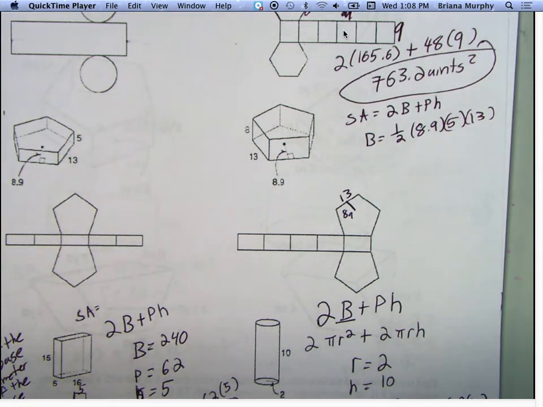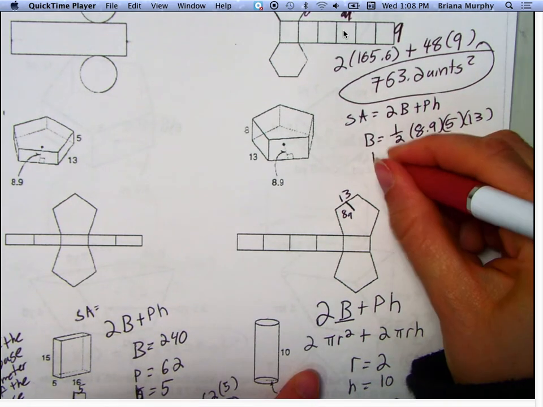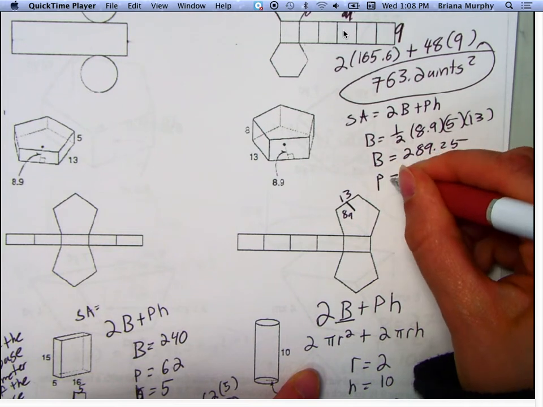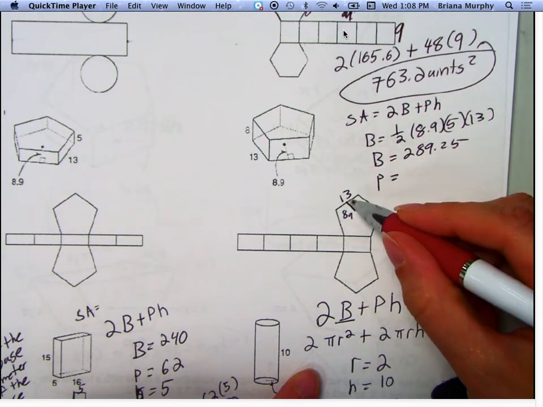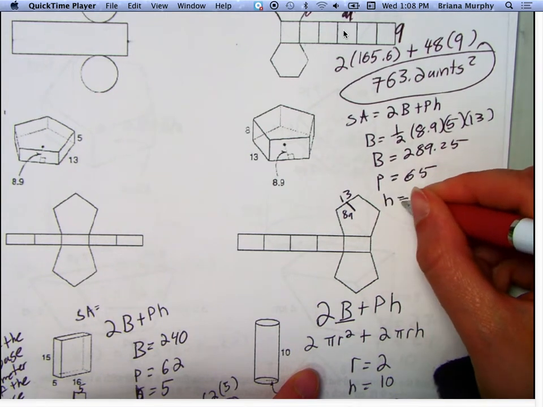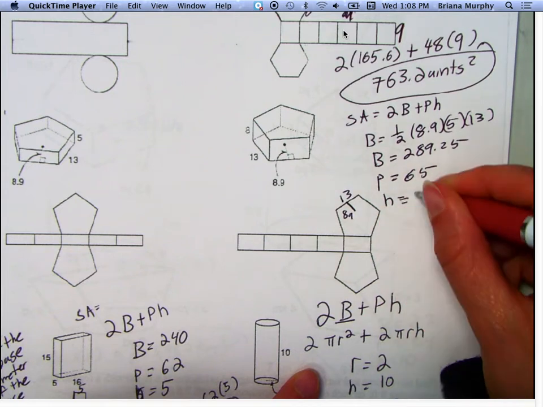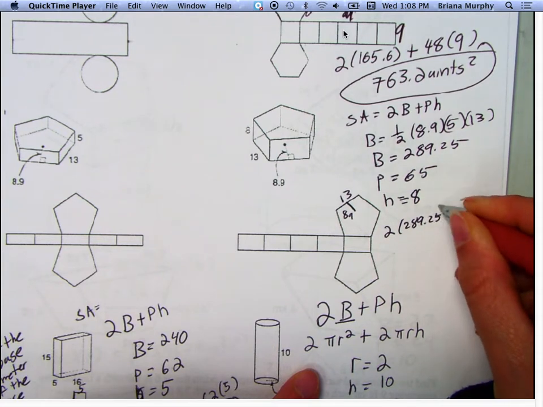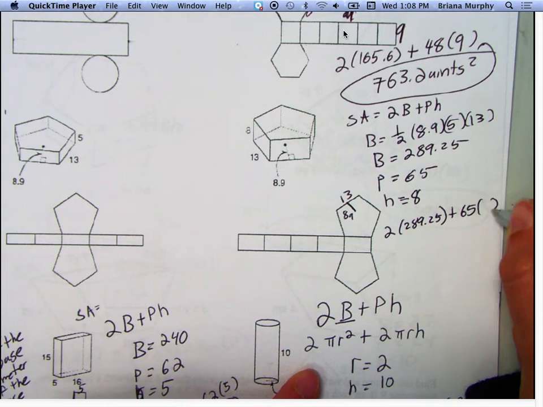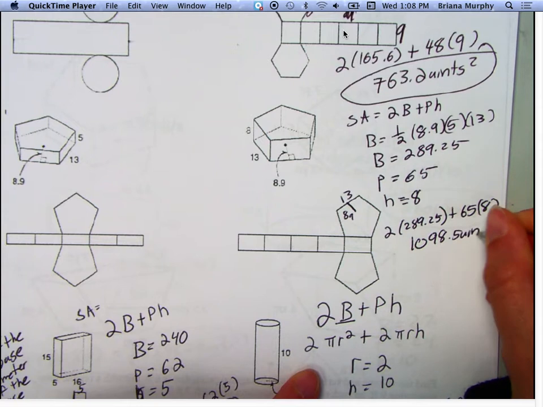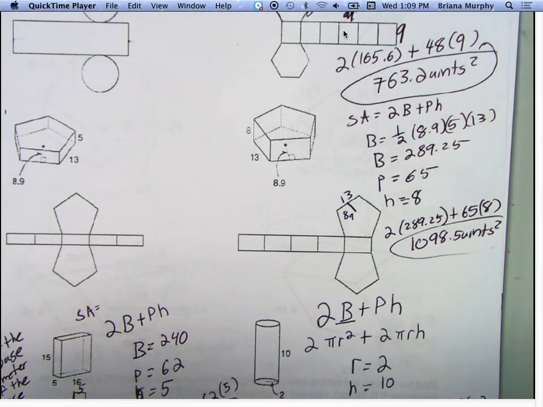Okay. So we get the area of the base, 289.25. What's the perimeter? 65, because I did 13 times 5. Yep. And what is the distance between the two? 8. So 2 times 289.25 plus the perimeter, 65, times 8 gives me 1,098.5 units squared. Now we're going to keep practicing surface area, but we're going to add volume to it.